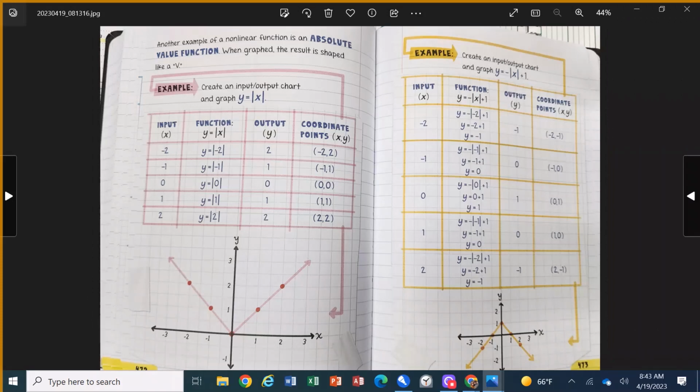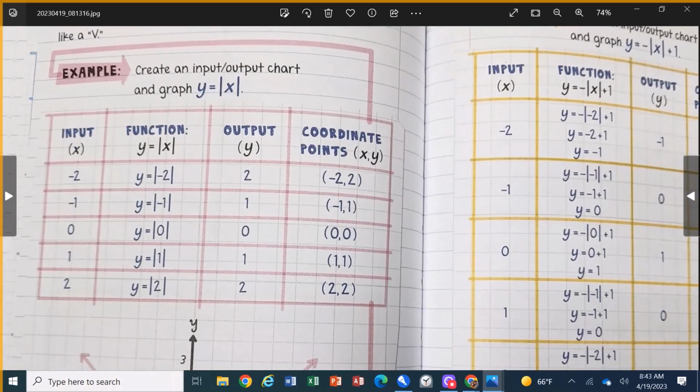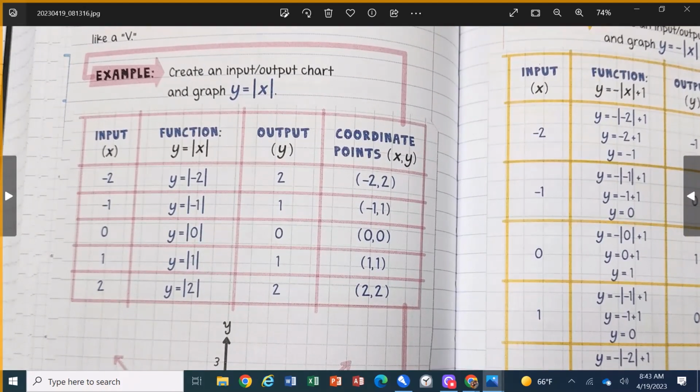Okay, so absolute value is different. Another example is absolute value, and absolute value is easy to spot because its graph makes a V. It does not curve. It just makes 2 linear rays that are joined by a vertex. So in this example, they did an input-output chart for y equals the absolute value of x. Just easy peasy, okay?